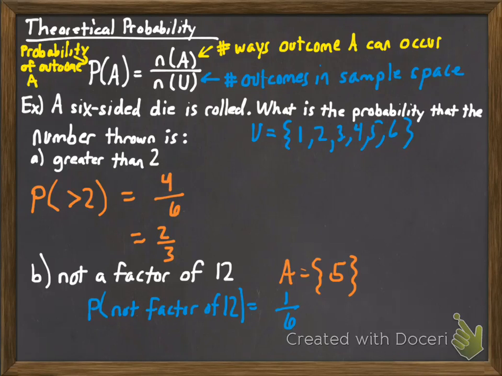That's theoretical probability. Now, this also encompasses things like if you have a 4-color spinner with the colors red, green, yellow, and blue, that you can get a red, green, yellow, or blue 1/4 of the time.